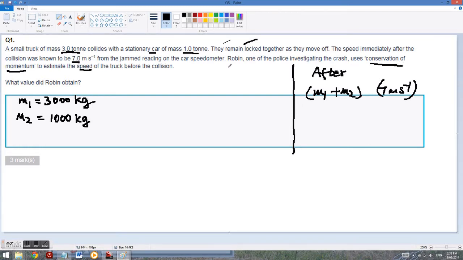Now, here is a trick question in the exam. Because in the exam it says use the conservation of momentum, so we have to mention it. So momentum before must be equal to the momentum after. Let me write that down clearly: the momentum before equals the momentum after.